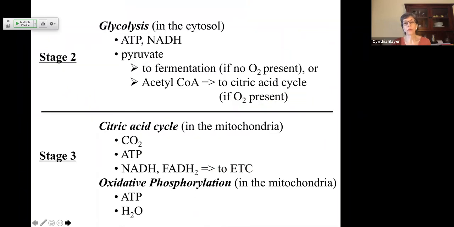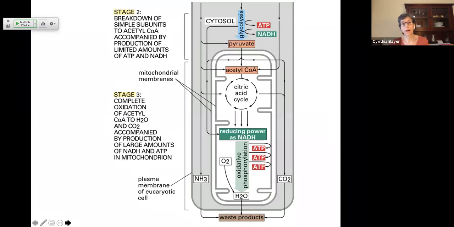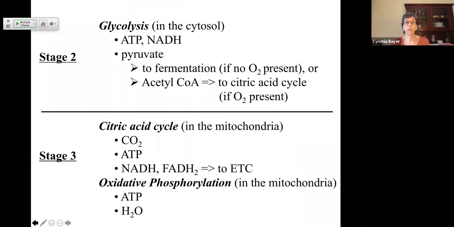And the breakdown of glucose, the oxidation of glucose, occurs in the cytoplasm. All cells, whether you are a prokaryote or a eukaryote, glucose is a source of energy, can be broken down. It's oxidized to pyruvate.